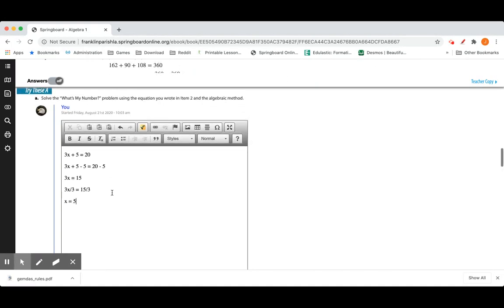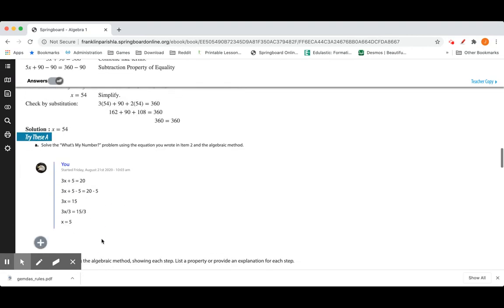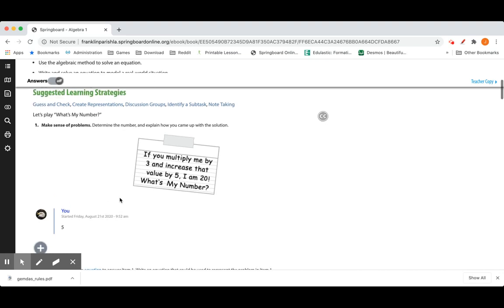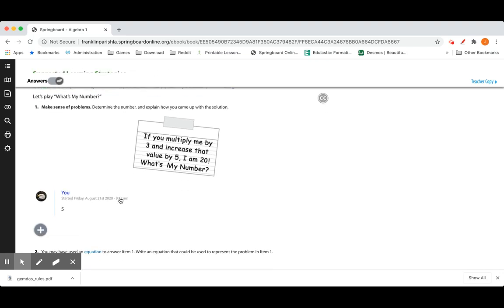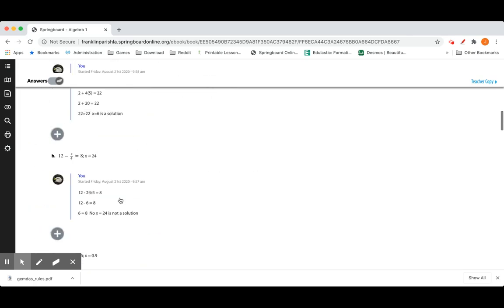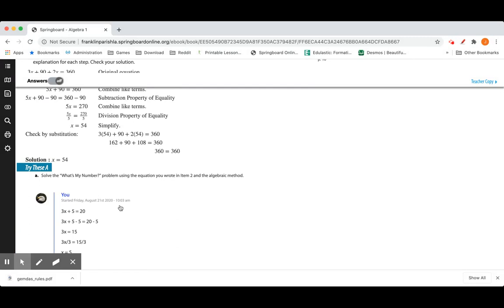So we used the algebraic method to solve for the what's my number problem, and we got 5, which is the same thing we got at the very beginning using the guess and check method. It just happened to take a lot longer when you guess and check, and the algebraic method was a shorter way, especially if it's a wider range of possibilities.